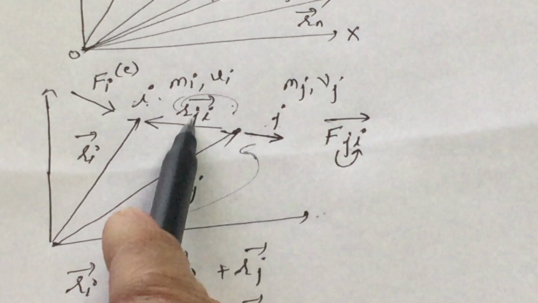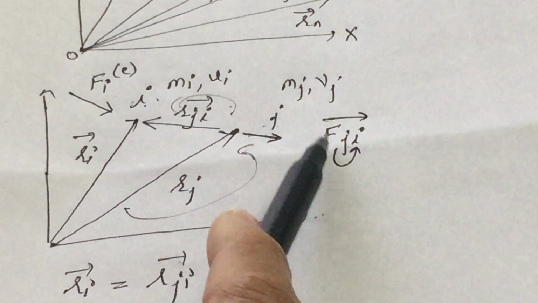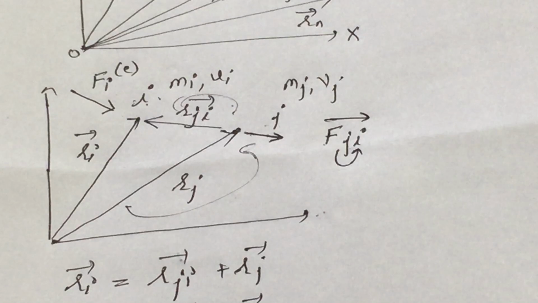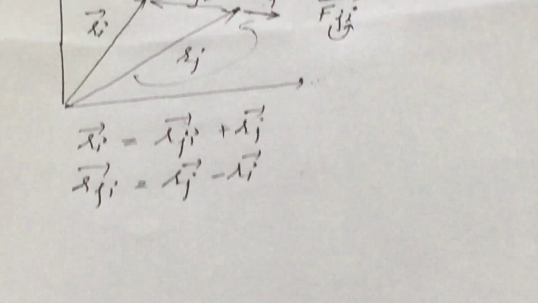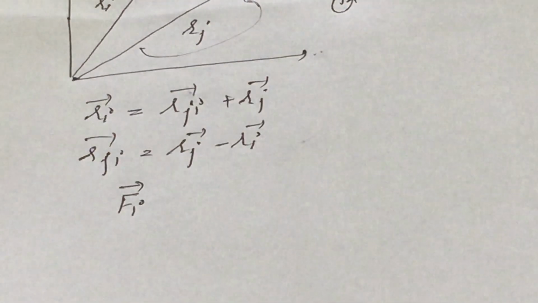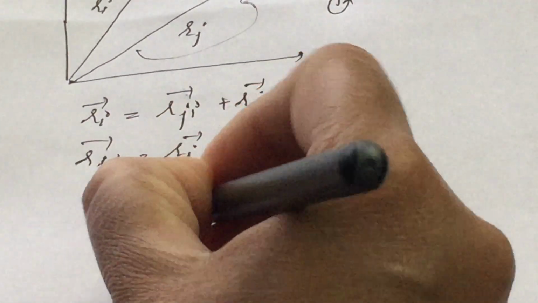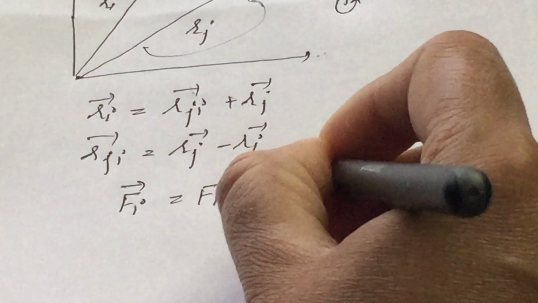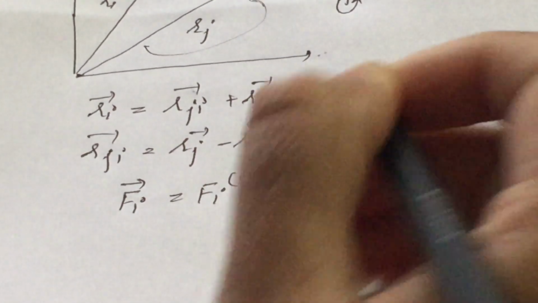That is the displacement vector relation with your internal force. Hence, the total force on the ith particle can be given as Fi, the force on the ith particle, is given as the external force on the ith particle and the internal force on the ith particle.